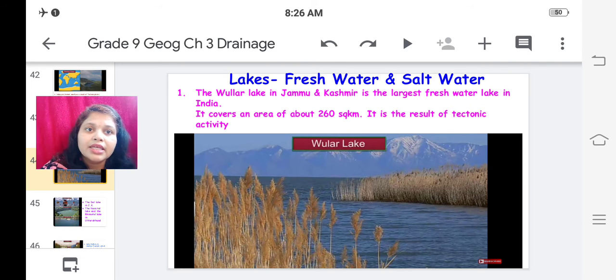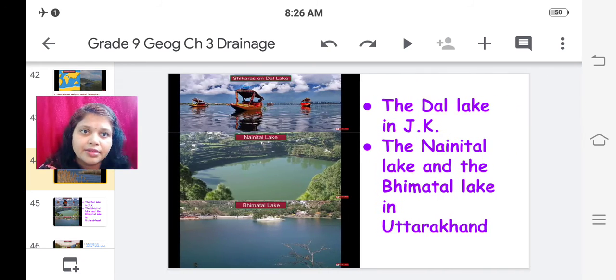The Wular Lake in Jammu and Kashmir is the largest freshwater lake in India. It covers an area of about 260 square kilometers. It is the result of tectonic activity. If they ask you a question or an MCQ, which lake is the result of tectonic activity, you can give the answer Wular Lake.